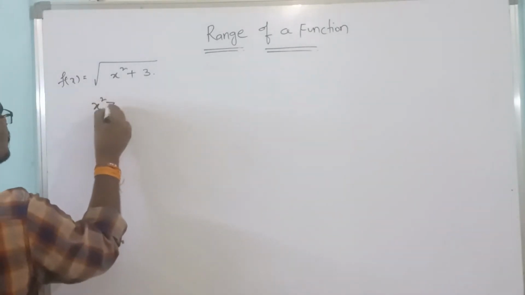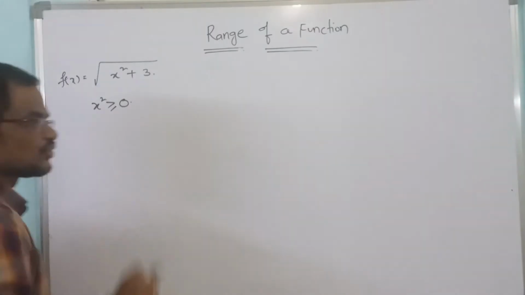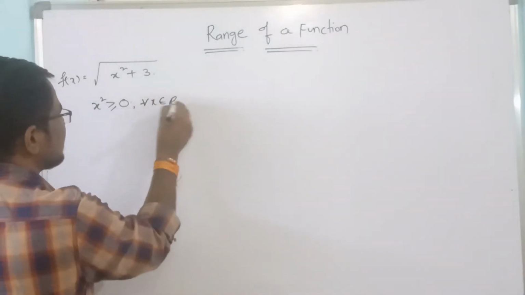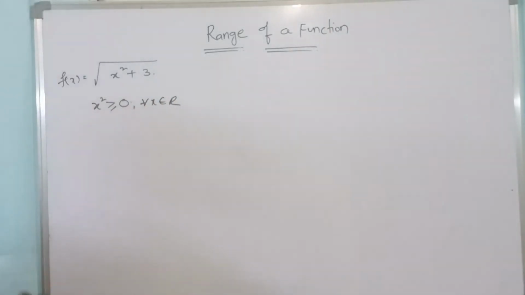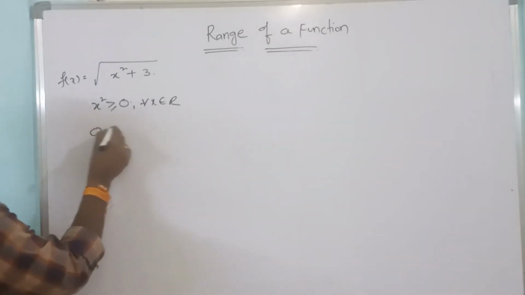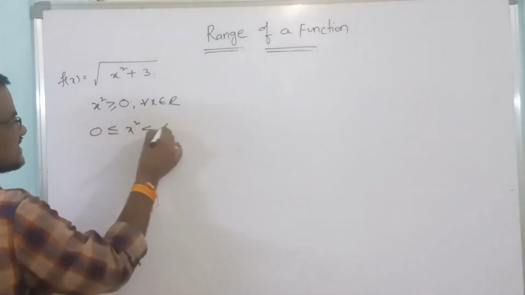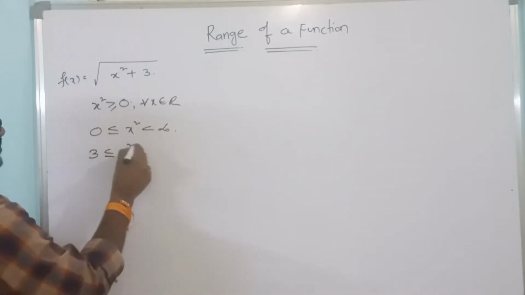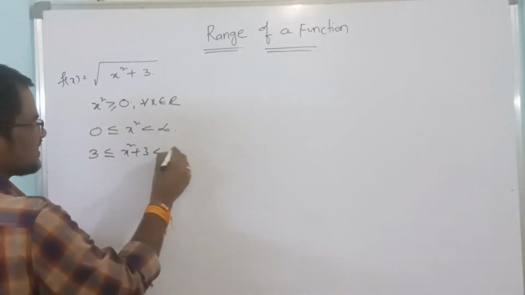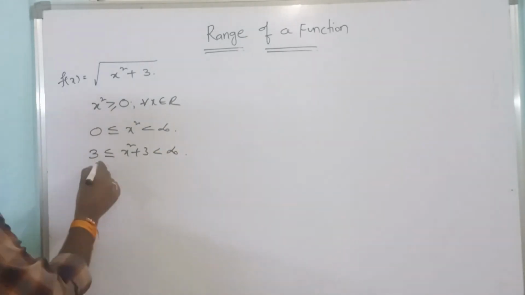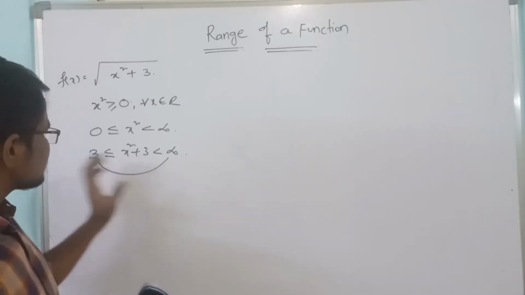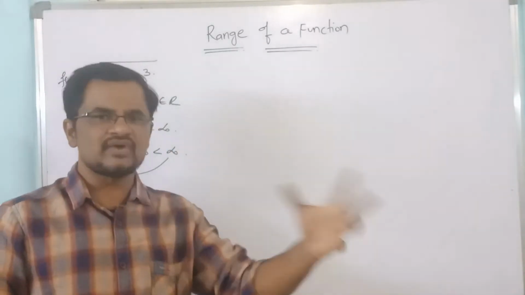We know that x square greater than or equal to 0. Here extra root is there. So for all x belongs to real numbers, x square greater than or equal to 0, means nothing but 0 less than or equal to x square less than infinity. So add 3. 3 less than or equal to x square plus 3 less than infinity plus 3, which is infinity only. So 3 to infinity means all the positive values are there.